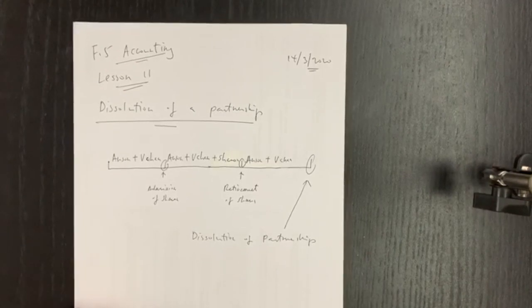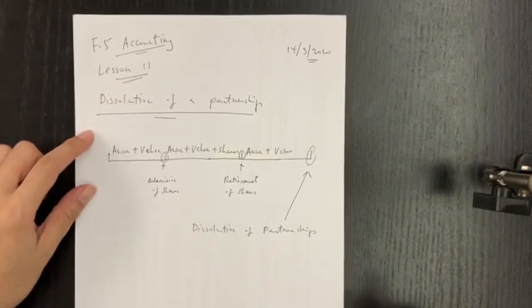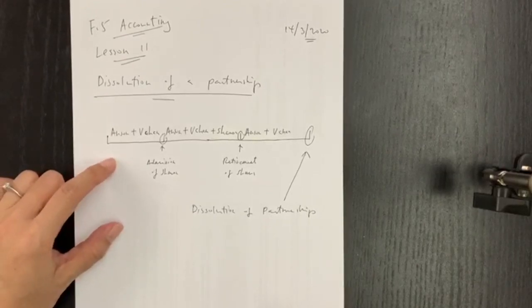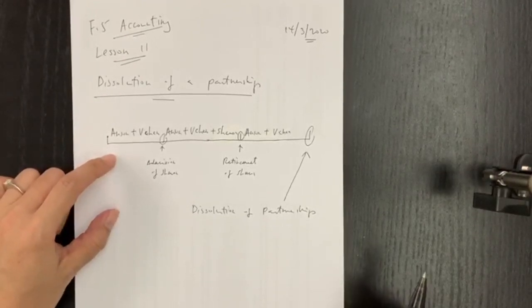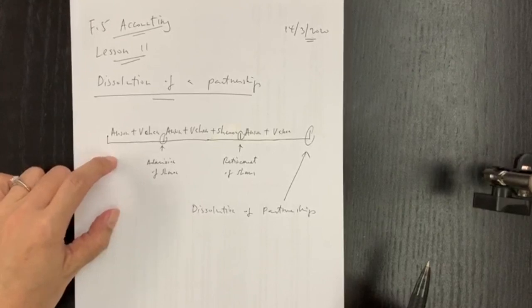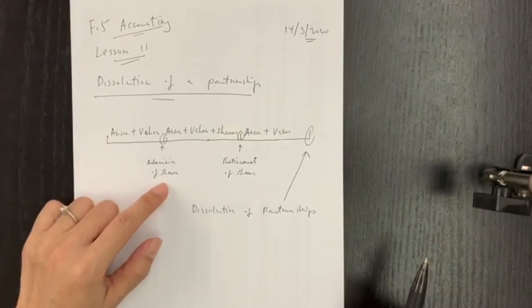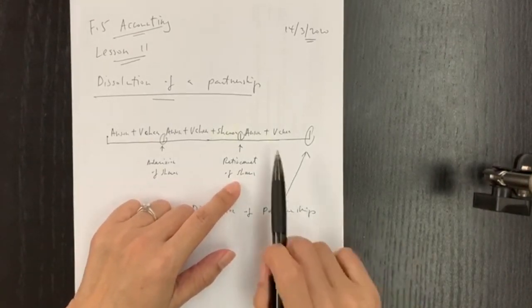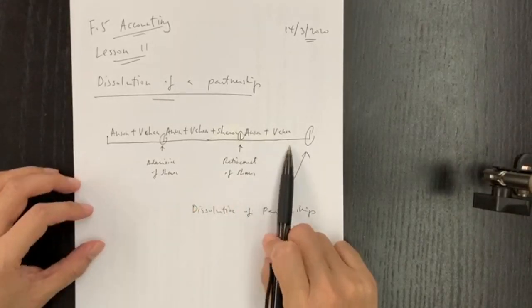Alright, and today we are going to have dissolution of a partnership. Let's take a look at my timeline here. So at the very beginning, we have Anson and V Chen set up the partnership together. And later on, Sharon admitted into the business. And later on, Sharon leaving the firm. So that finally we have Anson and V Chen again.